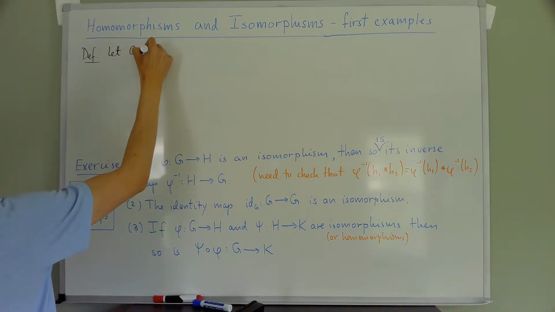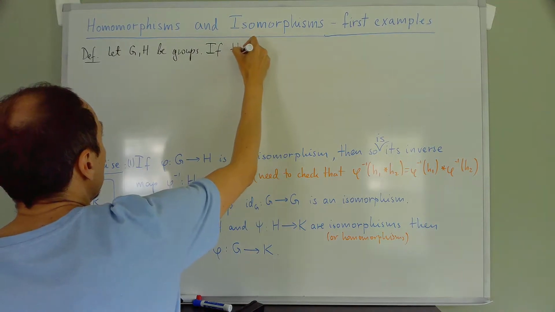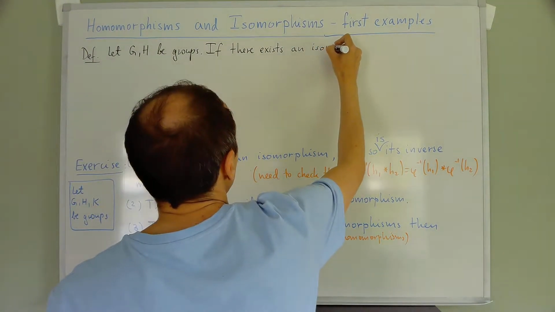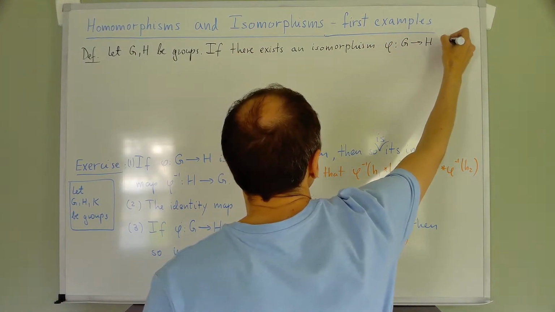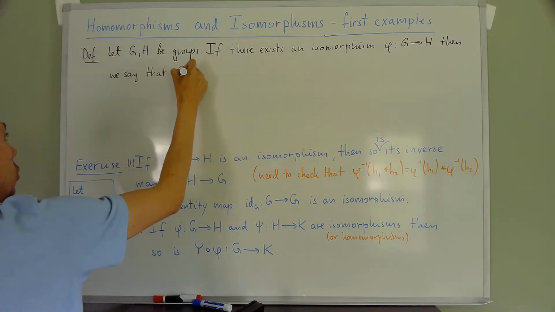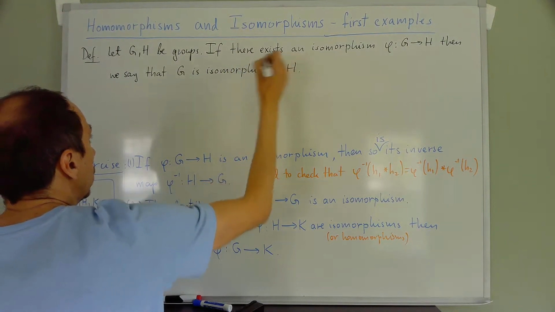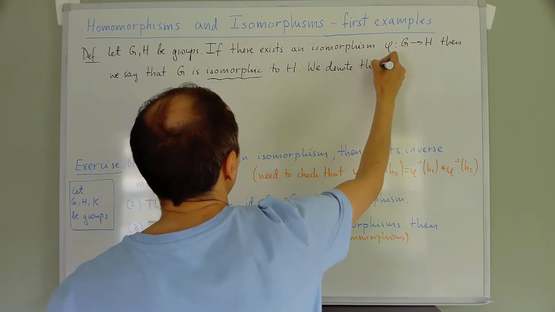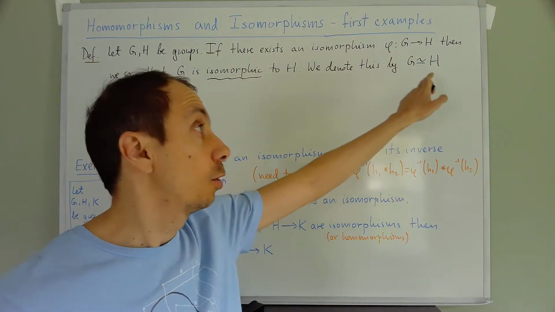Let G and H be groups. If there exists an isomorphism phi from G to H, then we say that G is isomorphic to H. We denote this by this symbol. This kind of looks like an equality, but the top bar is a wiggle.